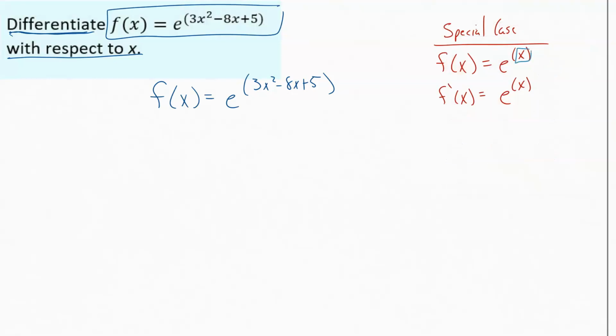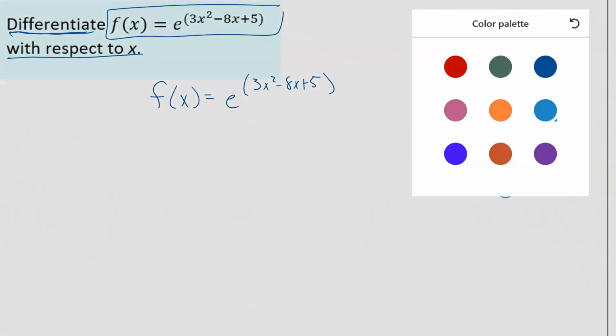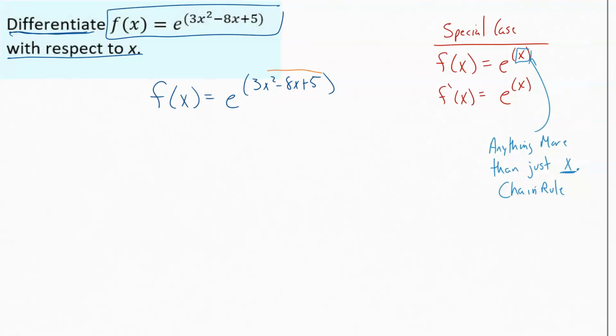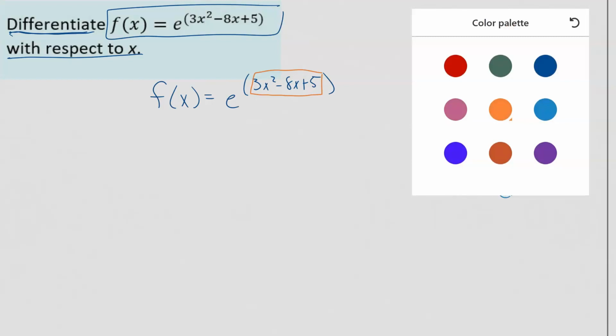The key with all of these special cases is it's always the same. You've got this base case here, but as soon as I change that x to anything more than just a basic x, negative x, 3x, we are looking at a chain rule problem. The majority of these special cases are going to end up being chain rule problems, because it's very rarely just an x sitting inside there. Looking back at our problem, we definitely have something more than just an x inside our e, so we know we're looking at a chain rule.